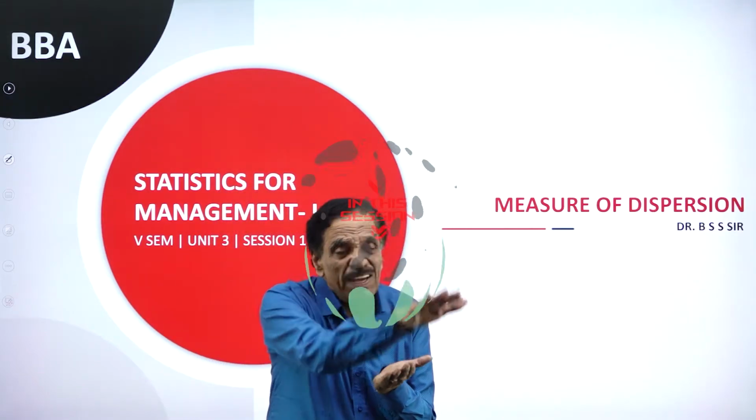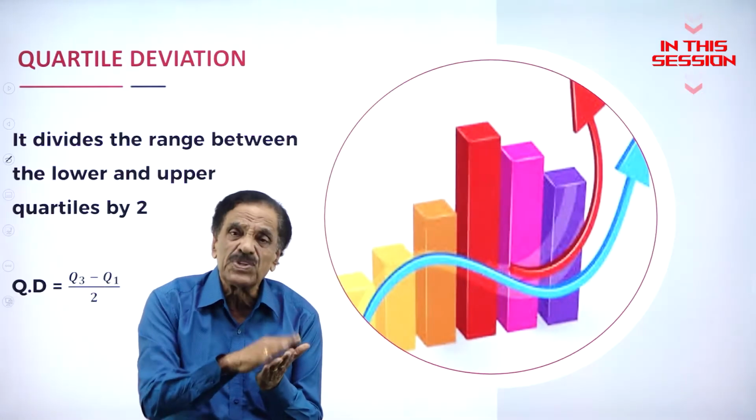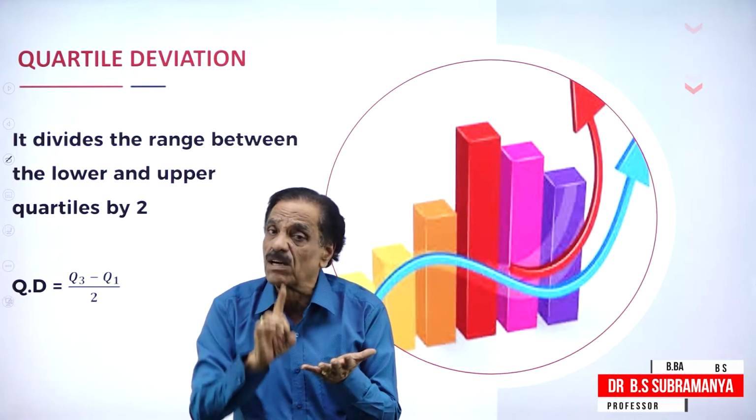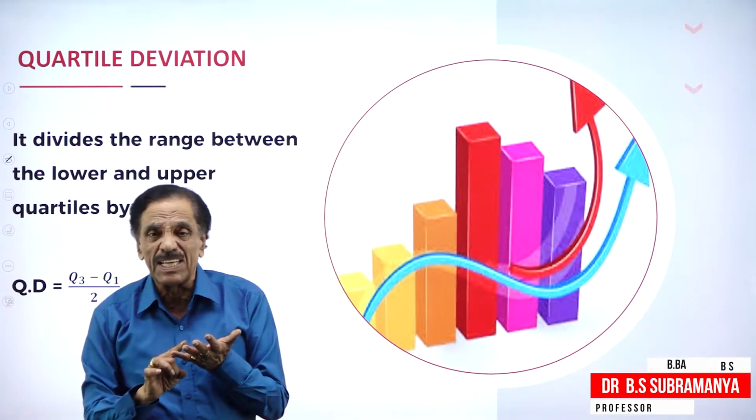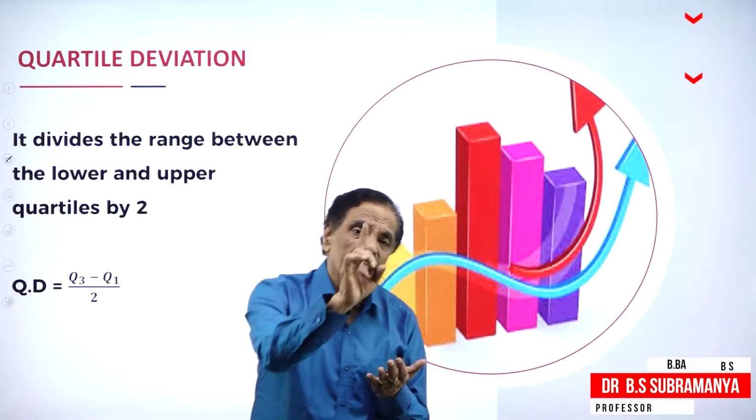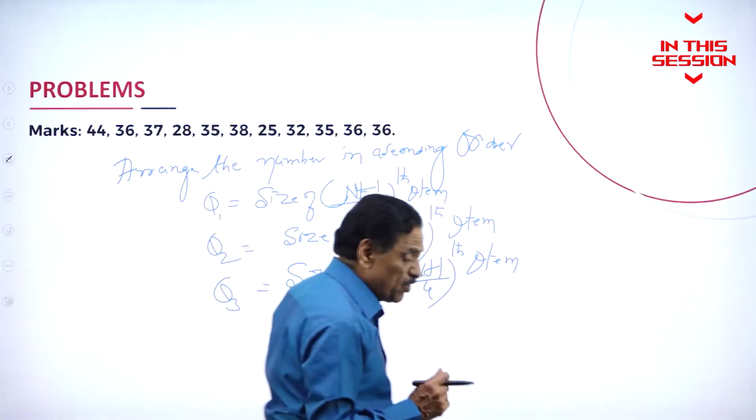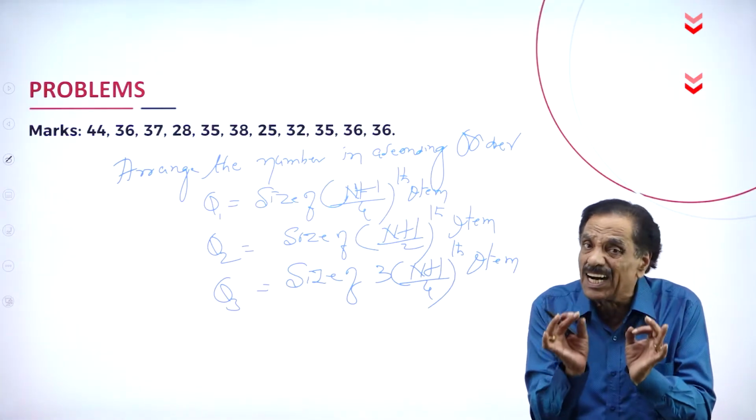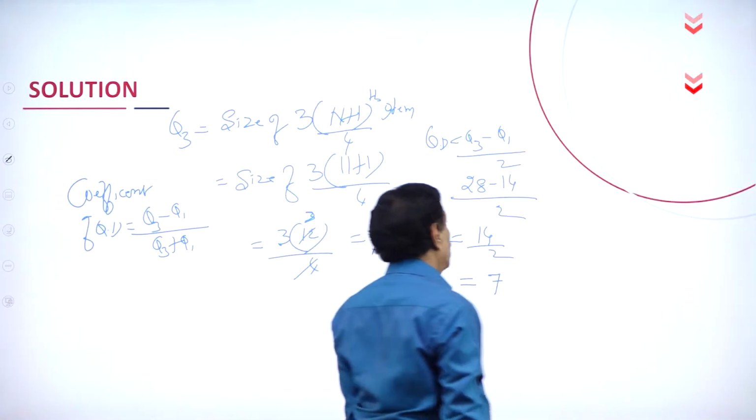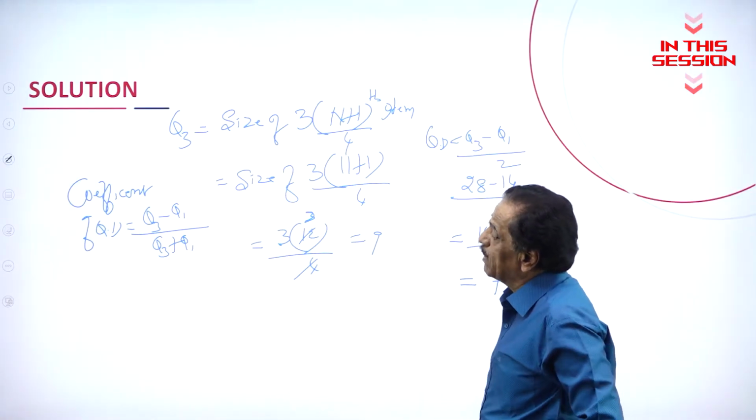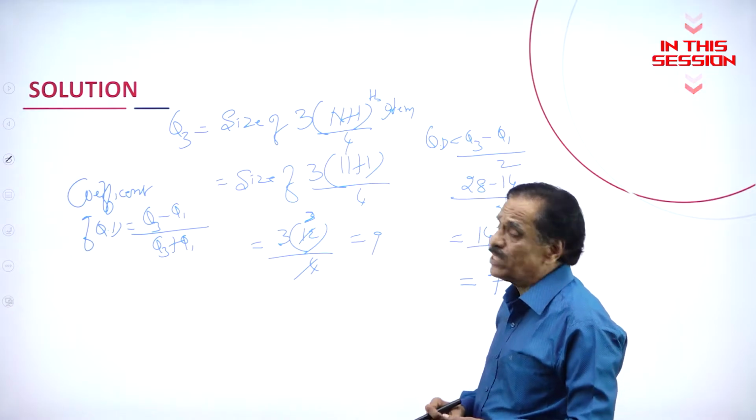Dispersion is nothing but variation of a number. We have got three quartiles: the first quartile is called Q1, the second quartile is called Q2, and the third quartile is called Q3. First, you have to arrange in ascending order. What is the coefficient of quartile deviation? Q3 minus Q1 divided by Q3 plus Q1.